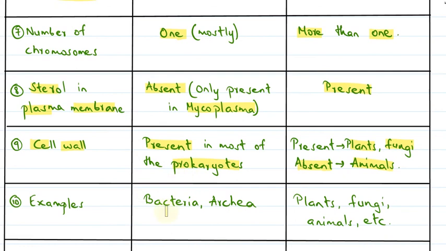Then we saw few examples. In case of prokaryotic cells, we listed bacteria and archaea as examples. In case of eukaryotic cells, we took the examples of plants, fungi, animals, etc.